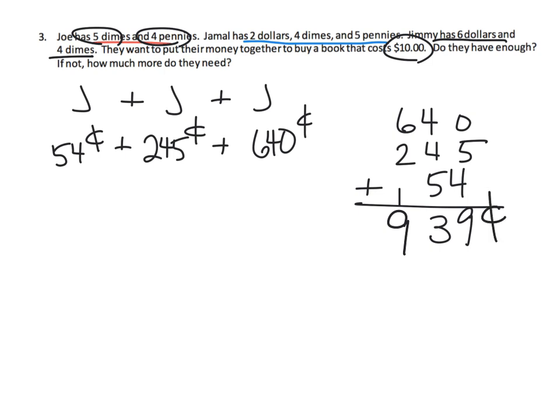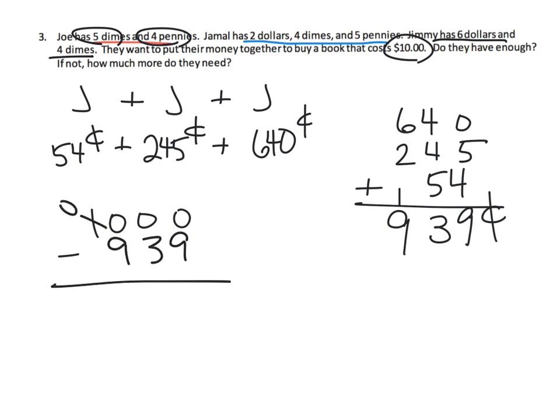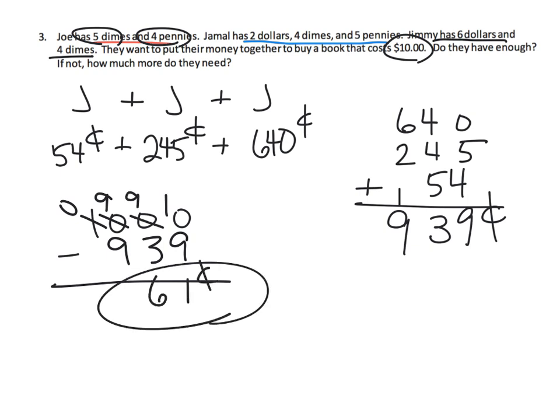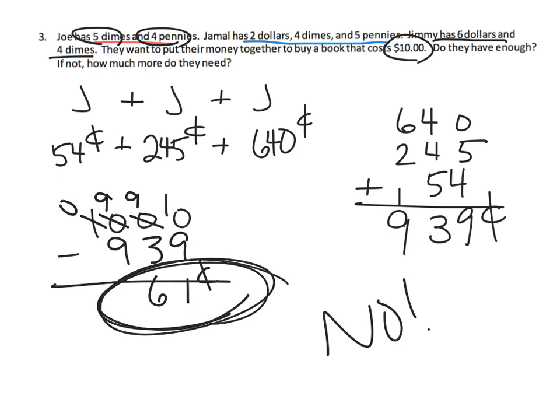Do we have enough money? Nope, we are short. So we're going to take 1,000 pennies because that's what $10 is. And we're going to subtract 939. And that gives us 61 cents that we are short. So the answer is no, we don't have enough money, and we're 61 cents short. Of course, this is just one way to show our work. There's other ways to do it, but this is just one way.